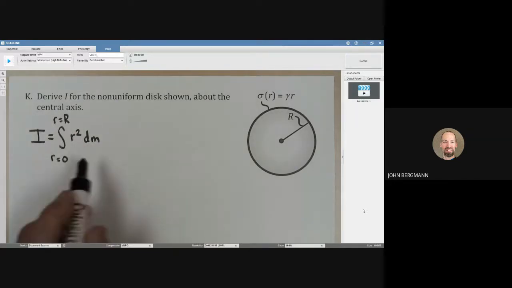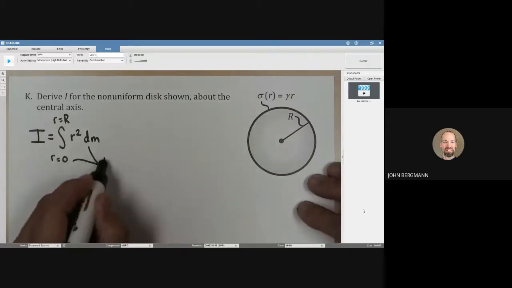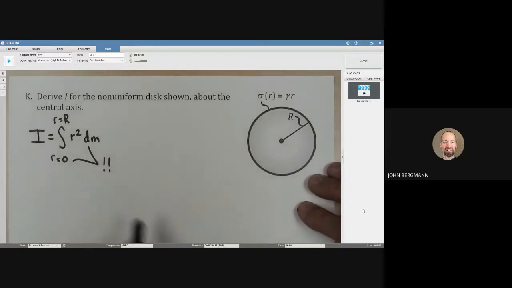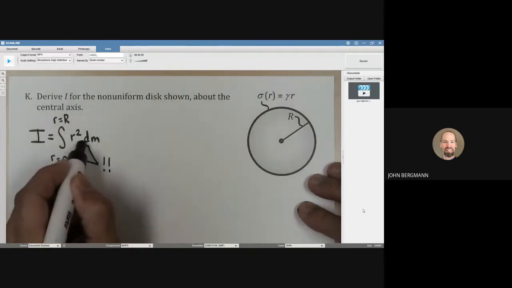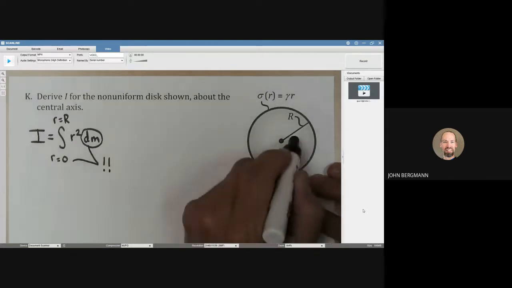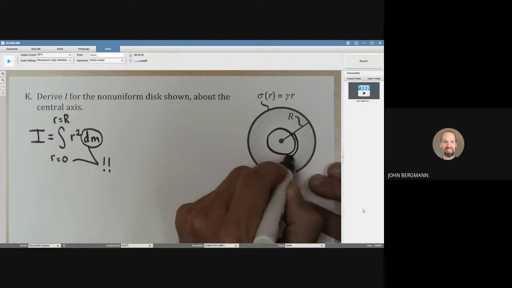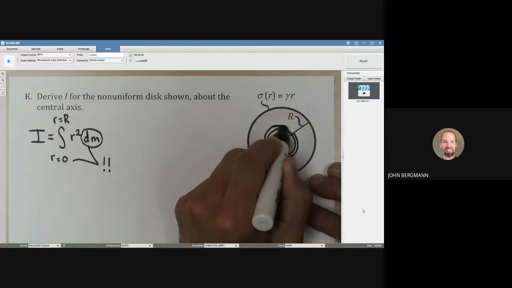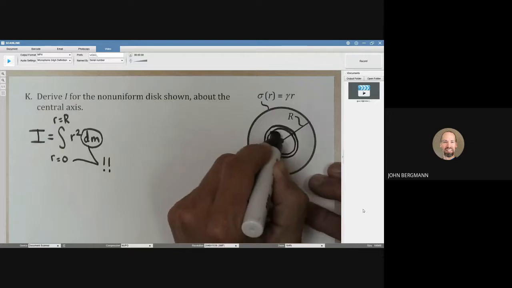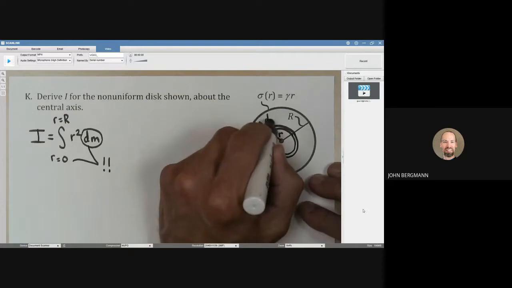Now, what's dm? dm is the differential, and we see once again that the differential and the limits of integration are not speaking the same language. So we need to somehow change this dm into a dr of some kind. To do that, we need to look at the picture and figure out what dm is. Well, dm is this little ring here. It's supposed to be a perfect ring, but it's not very good. That's a distance r away. It has a thickness dr.